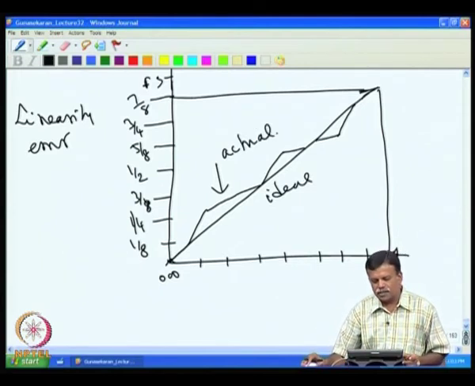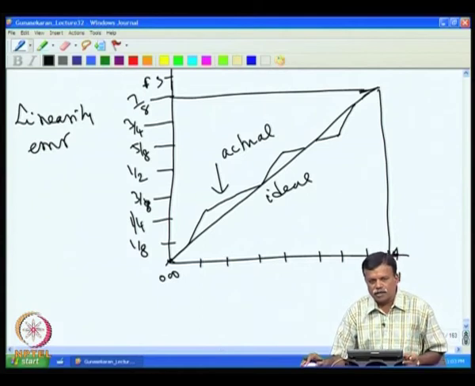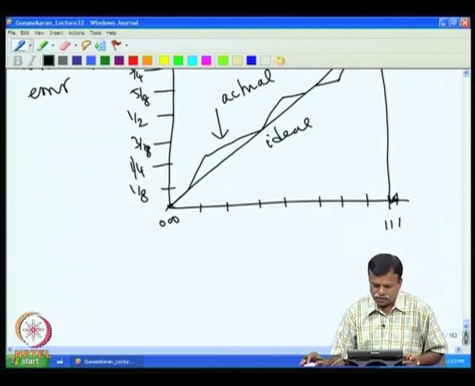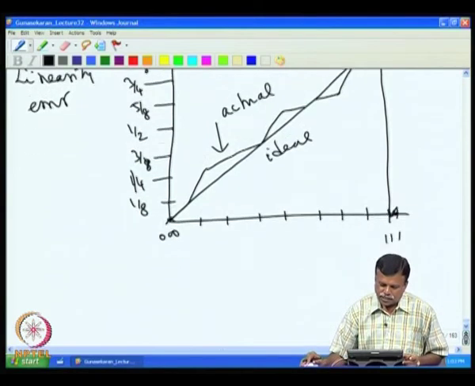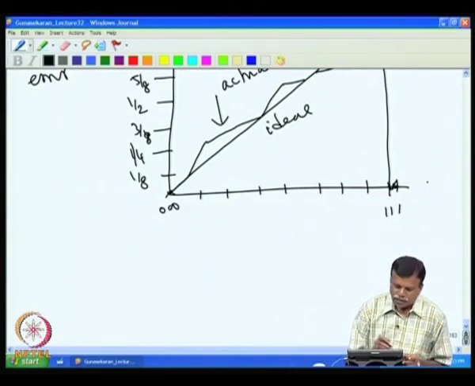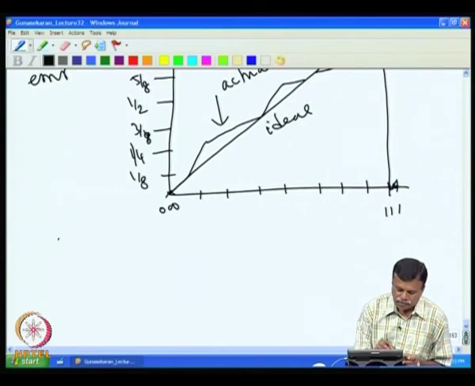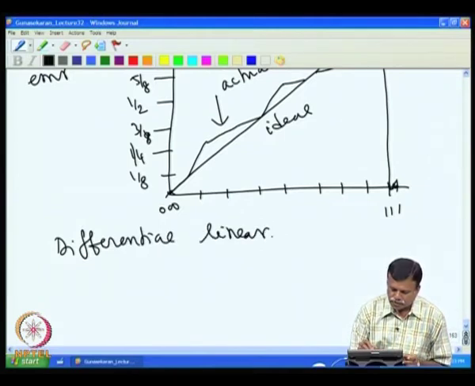This is actually linearity error. Similarly, you will have a problem with differential linearity, that is adjacent ones are not going by 1 LSB, that is two outputs may not be showing exactly 1 LSB change. Differential linearity error.